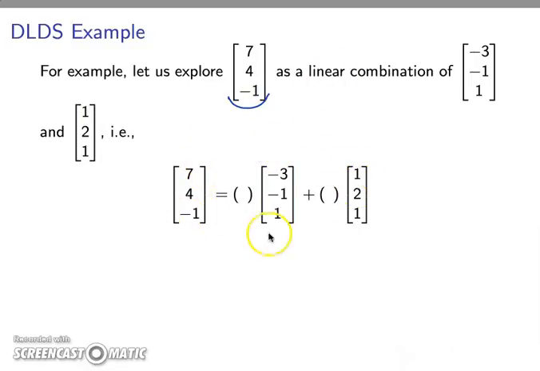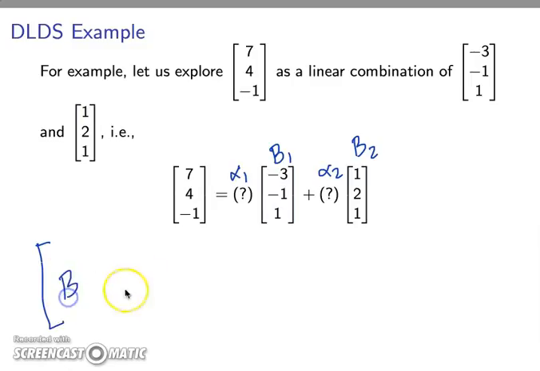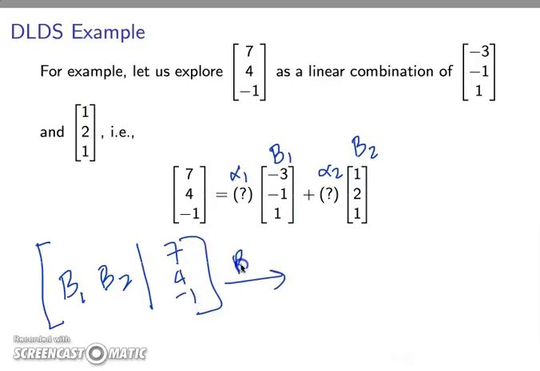So here's the linear combination, and what we need to determine is the values of the scalars that make this true. This is the same type of question we would address. Let's say this scalar is alpha 1, and this is alpha 2, and this vector is b1 and this vector is b2. So we could form a matrix with b1, b2, and 7, 4, and -1. This would be an augmented matrix, and then we would compute RREF.